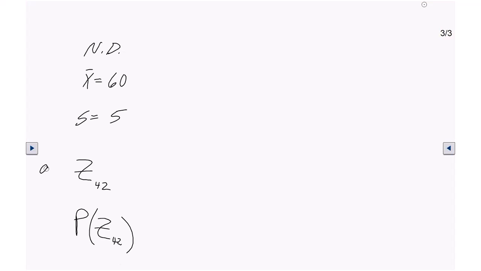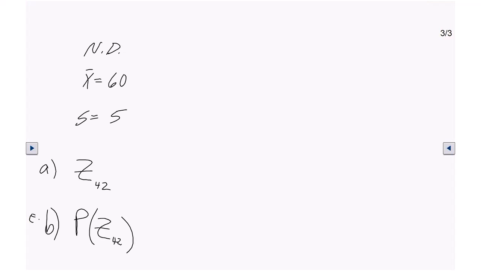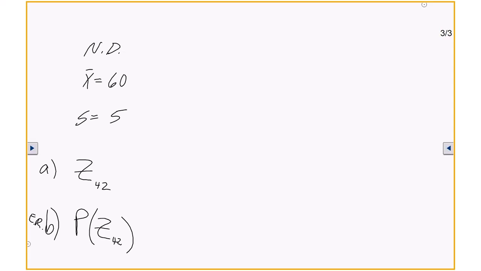So you got 2. And the probability is just going to be a guesstimate by the empirical rule, because we haven't learned how to use the table yet. We might get into that Wednesday. No, we don't get into that until chapter 7. I get it mixed up sometimes.